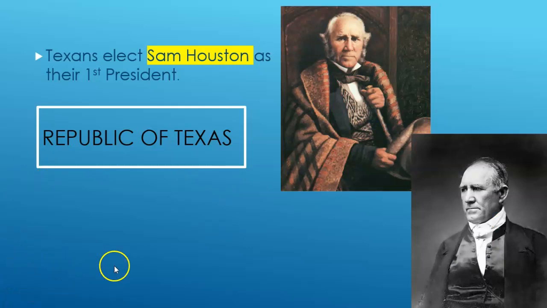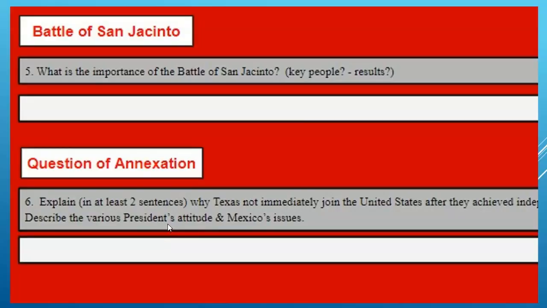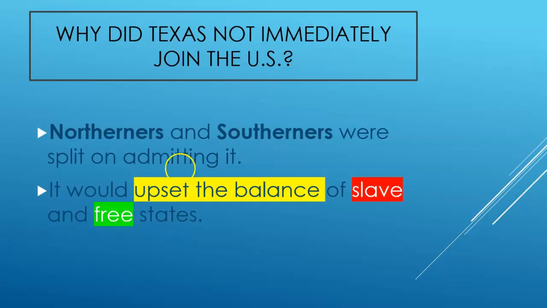Wrapping things up, why does Texas not join the United States? Well, the real answer is basically slavery. Just like many of our parts and our faults in our nation's history, it goes back to slavery. So Northerners and Southerners are split on admitting it. Various presidents, meaning you're talking about Martin Van Buren, you're talking about, well, Harrison wasn't around for long, you're talking about John Tyler. They were just upset about the idea of upsetting the balance between slave and free states.